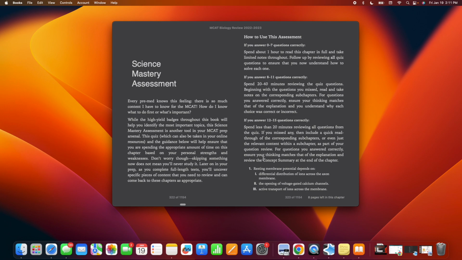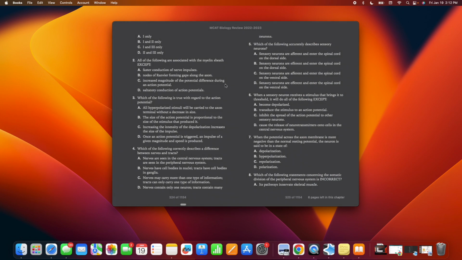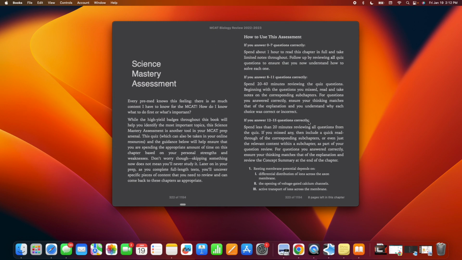First question: resting membrane potential depends on A, differential distribution of ions across the axon membrane; 2, the opening of voltage-gated calcium channels; 3, active transport of ions across the membrane. Okay, so we have these three options and we choose between those. So let's go one by one.